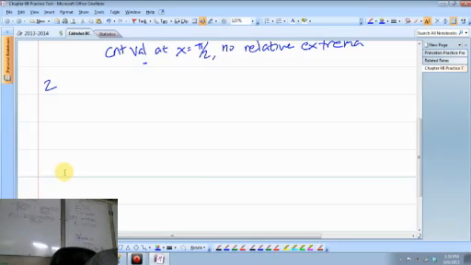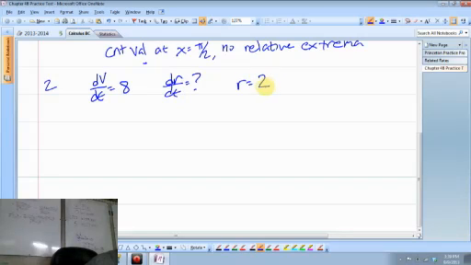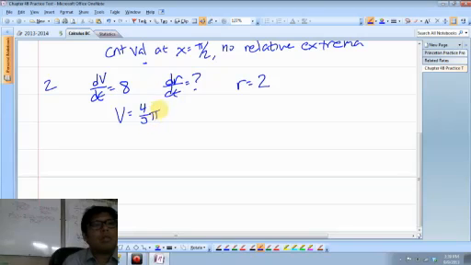A spherical snowball is made so that the volume is increasing at a rate of 8 feet cubed per minute. Find the rate at which the radius is increasing when the snowball is 4 feet in diameter. So we want to know dr/dt when the radius is 2. Let's get our volume formula for a sphere. The volume of a sphere is 4 thirds pi times the radius cubed.